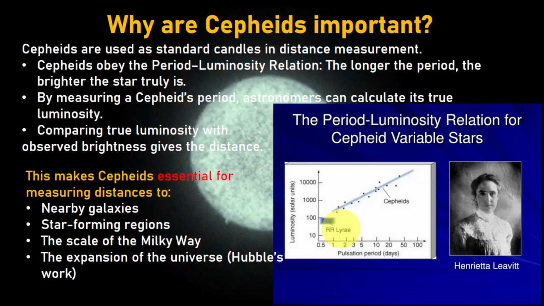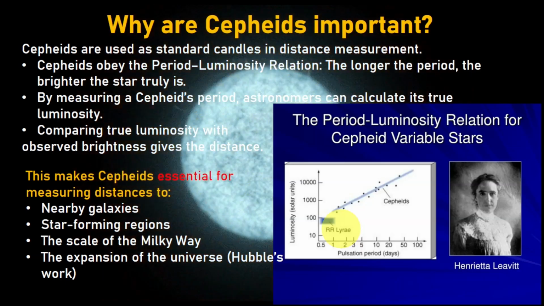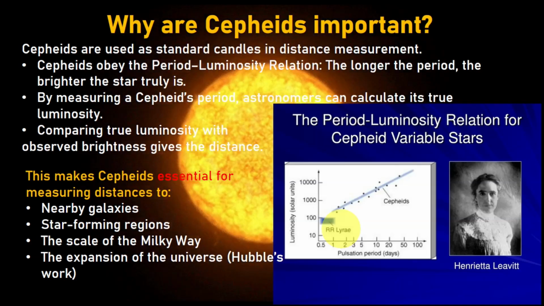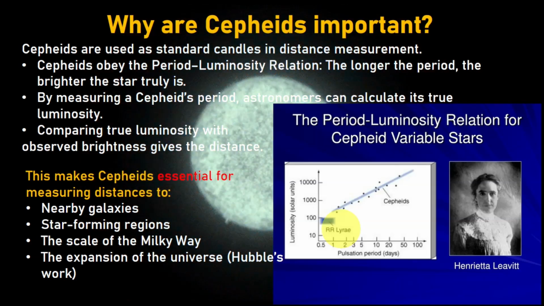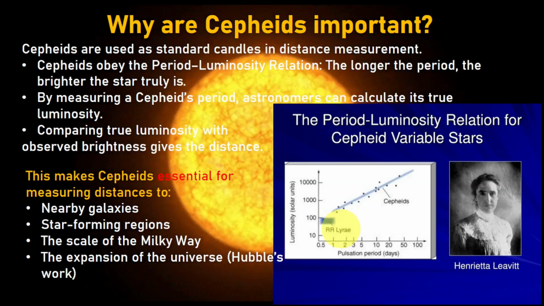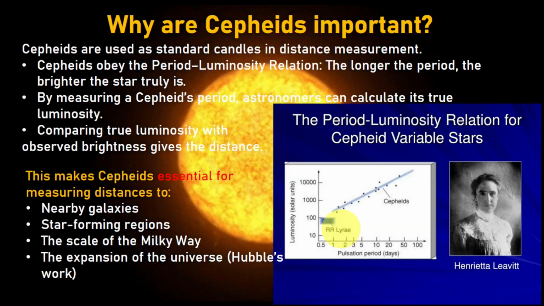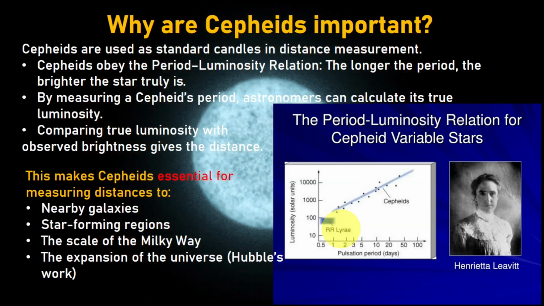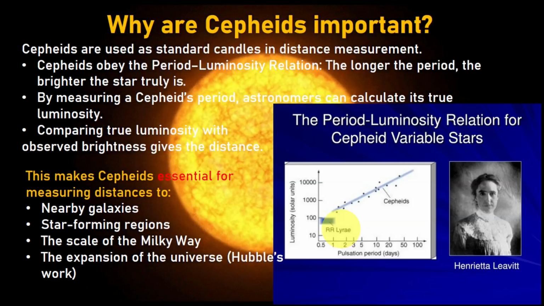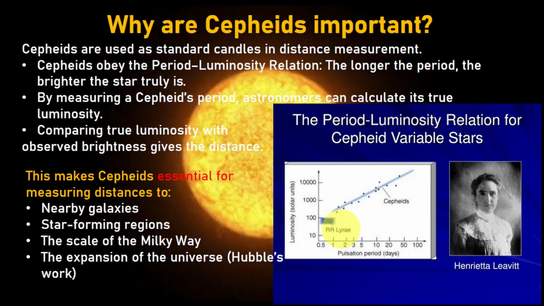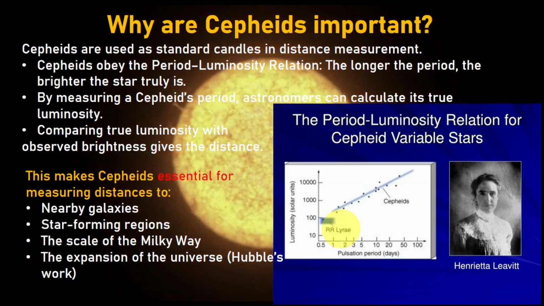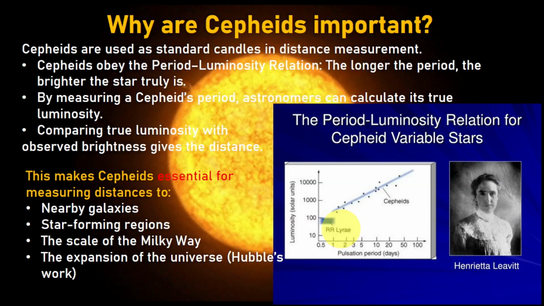Okay. So then, if you compare these true luminosities with the observed brightness, then you get the distance. This makes Cepheids very essential for measuring distances to nearby galaxies. So if you want to measure distances to nearby galaxies, you look for Cepheids in those galaxies. If you can get a distance to this Cepheid, that ultimately gives you the average distance to the galaxy.